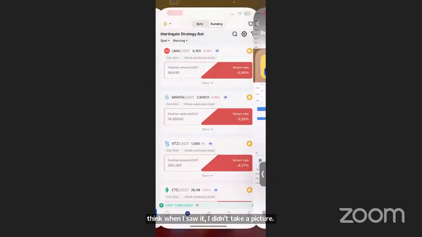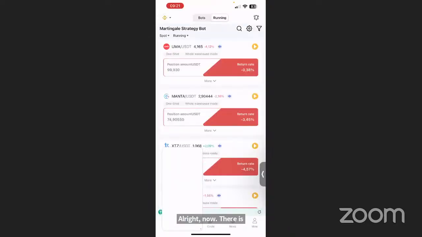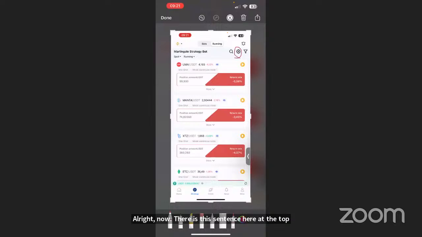Some days are bad, some days are good, but bad days don't mean you shouldn't work or shouldn't share the opportunity. That's when you have to pump in a lot of people. All right, now there is this settings here at the top, badge setting.